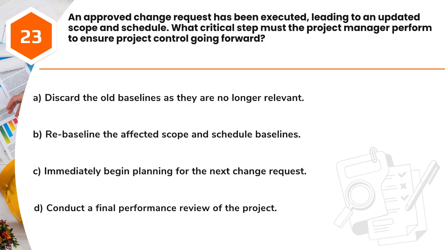Question 23. An approved change request has been executed, leading to an updated scope and schedule. What critical step must the project manager perform to ensure project control going forward? A. Discard the old baselines as they are no longer relevant. B. Re-baseline the affected scope and schedule baselines. C. Immediately begin planning for the next change request. D. Conduct a final performance review of the project.